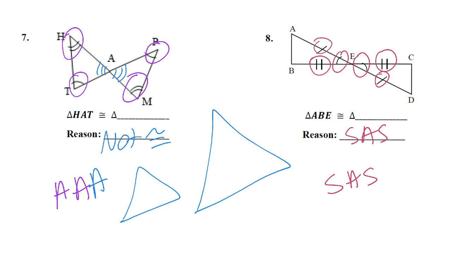And you also, well, no, you can't call this hypotenuse leg because it doesn't have the right triangle. It doesn't have the right square marked. So ABE is congruent to DCE.